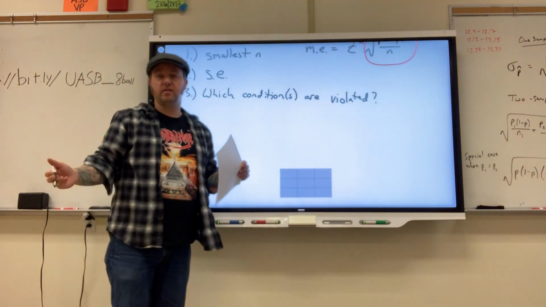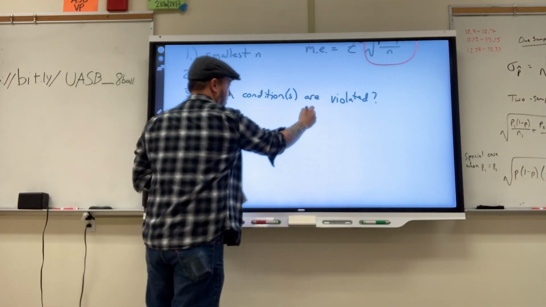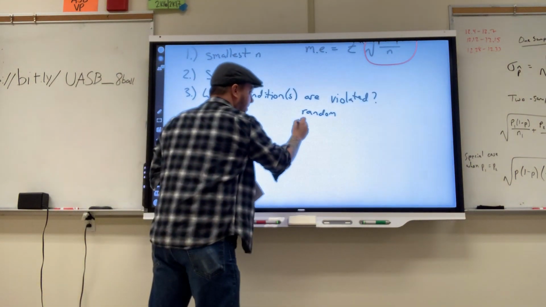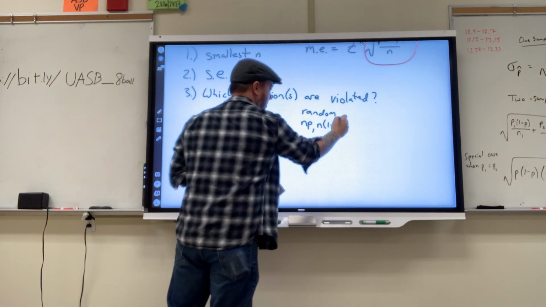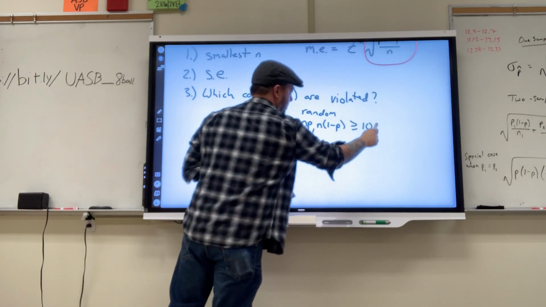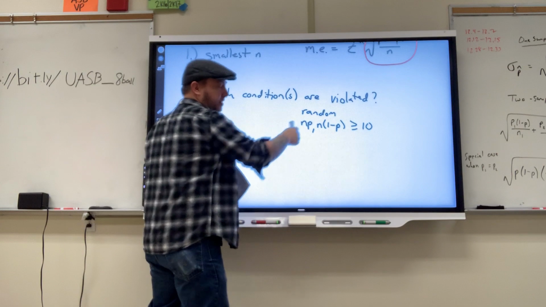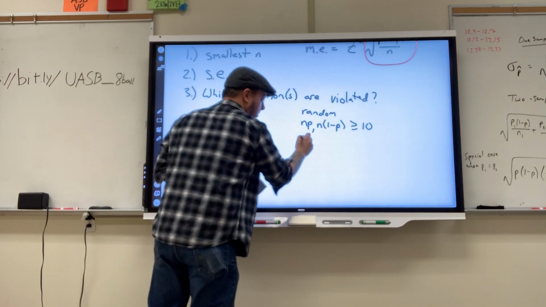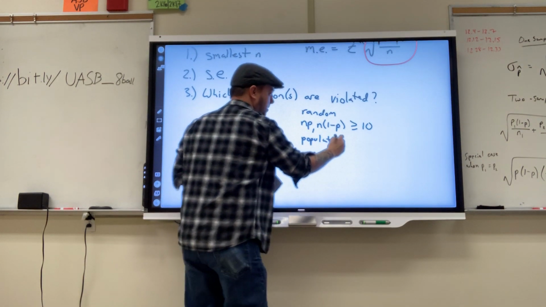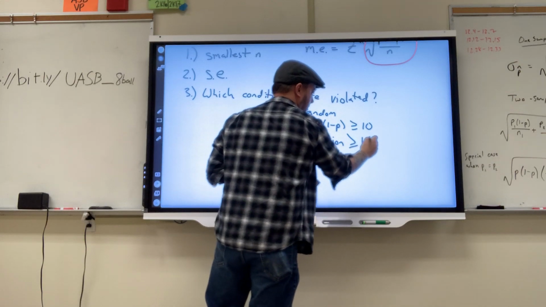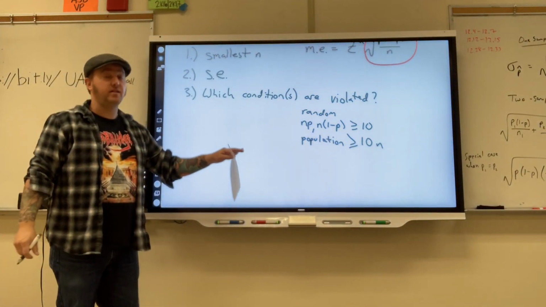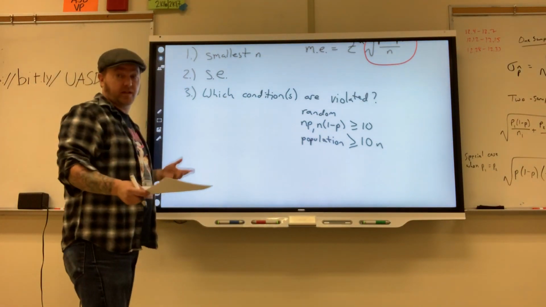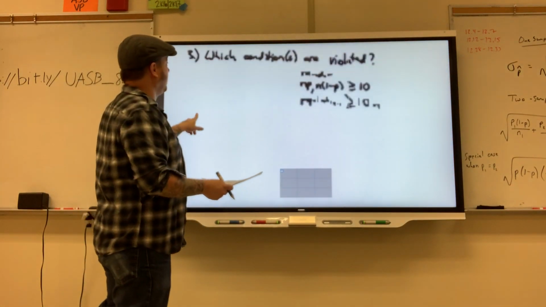What are the conditions? Random. Good. Perfect. What else? That's right. n p and n times 1 minus p greater than or equal to 10. Anything else? The population has to be at least 10 times the sample size. Wonderful. Okay? Look through those, figure out which one or more are violated. All right, number 4.